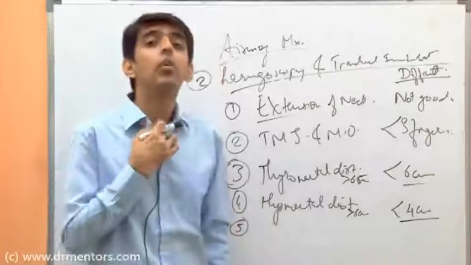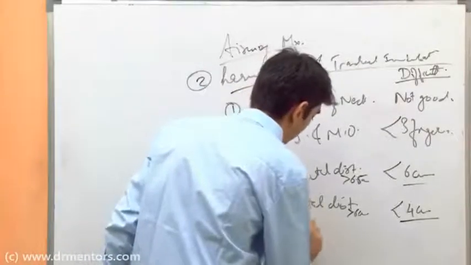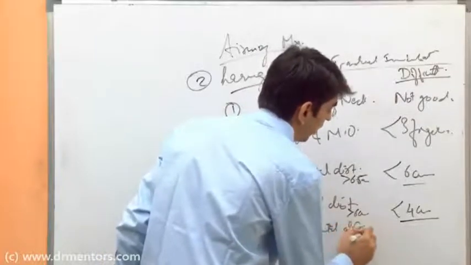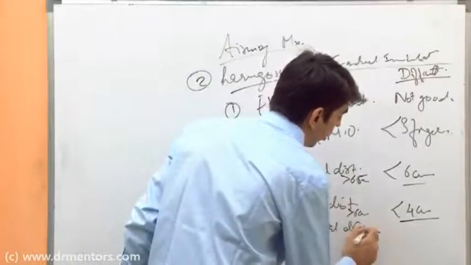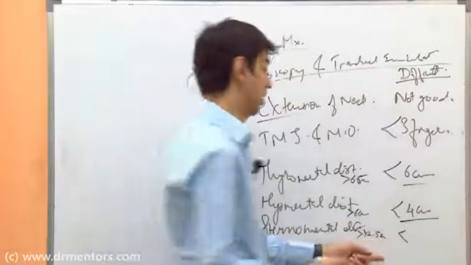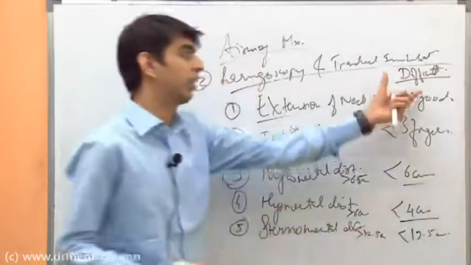Next is sternomental distance. Sternomental distance is normally more than 12.5 centimeters. Less than 12.5 centimeters is a predictor of difficult airway.